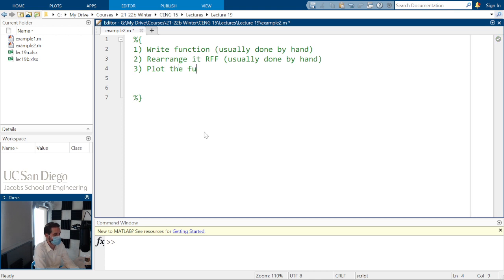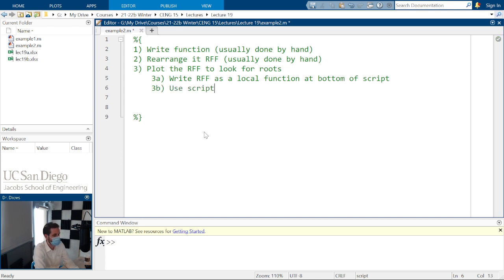Then we're going to plot the root finding function to look for roots. This step is usually where we get started, and it goes in 2 parts, at least for me, it usually does. First is to actually write the root finding function as a local function. Remember, that always goes at the bottom of the script. The second part of that is to use the script portion, i.e. the top of the script, to plot the function.